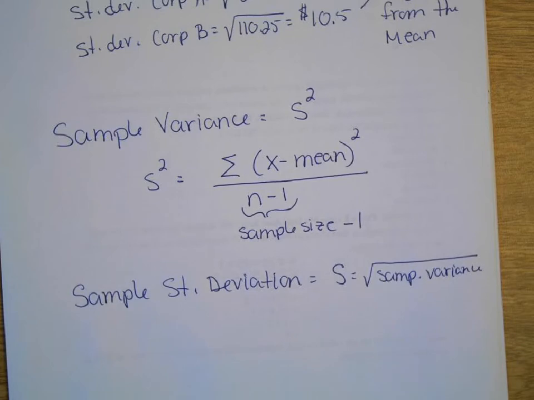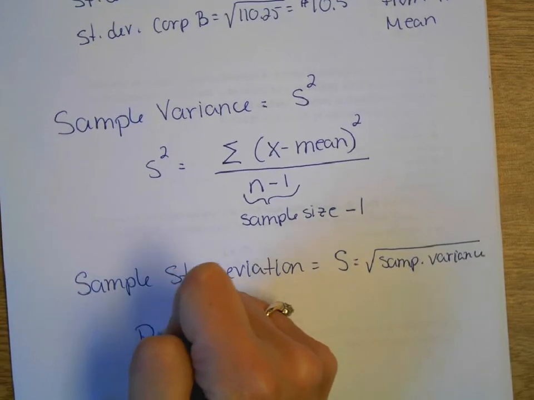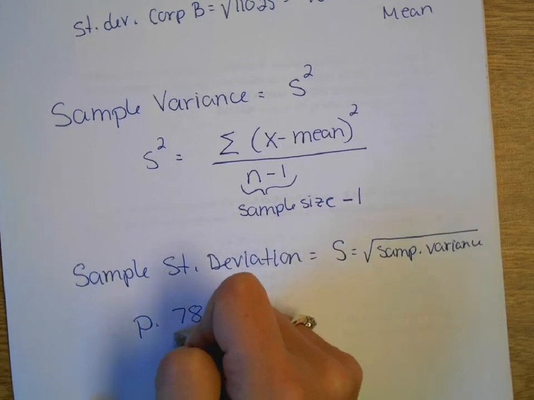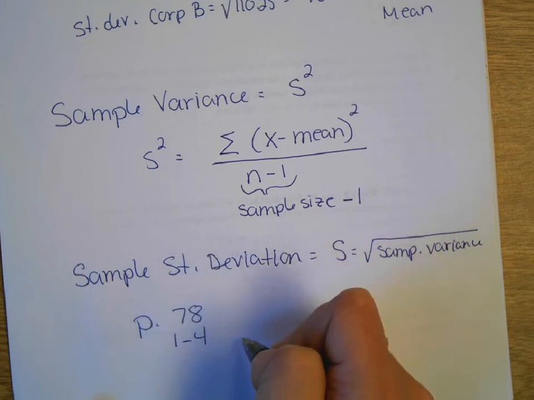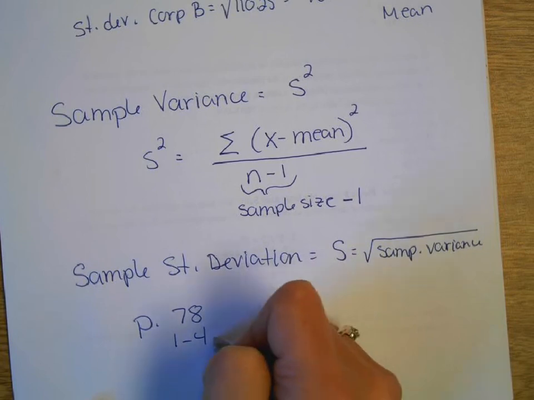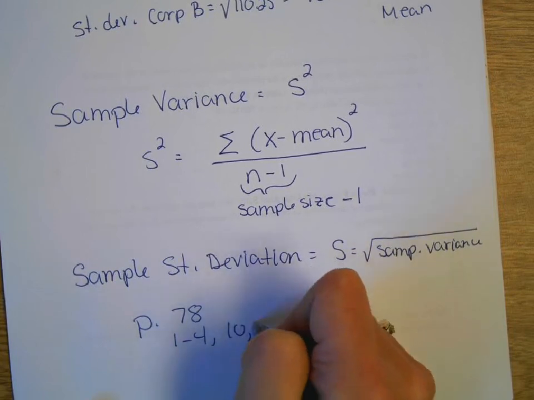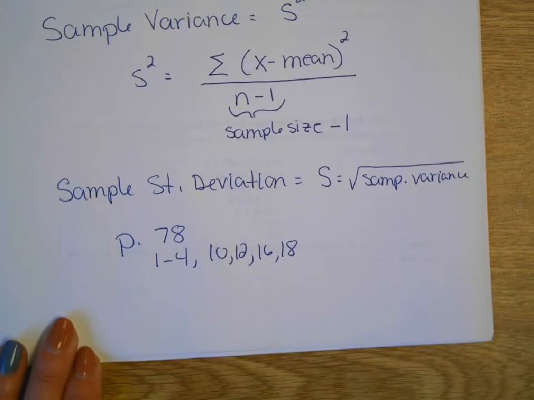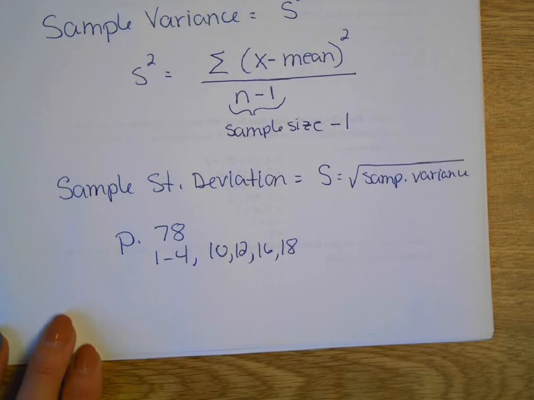Your assignment: Stats 2-4, page 78, one through 4. Well, you should be able to finish this easy.